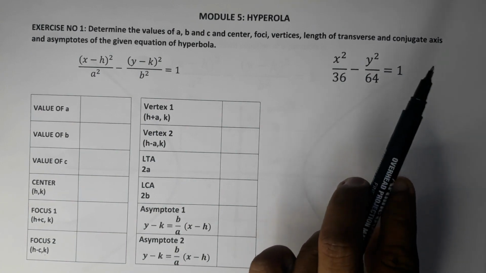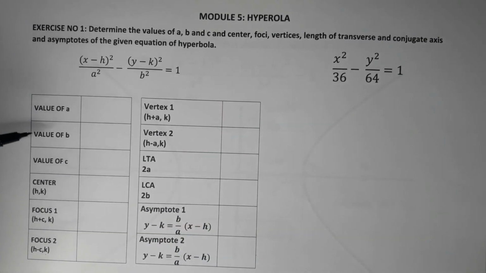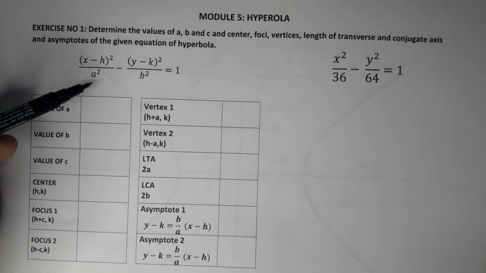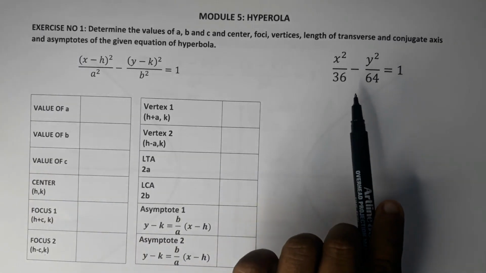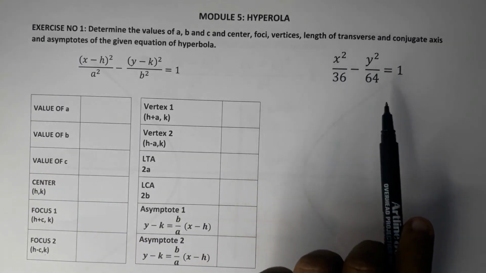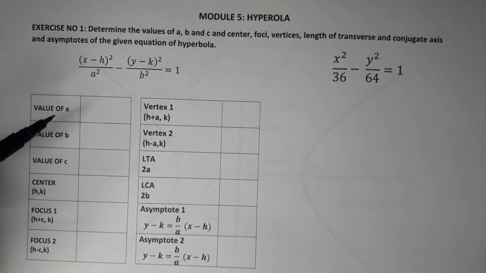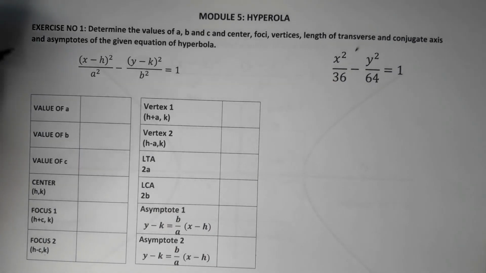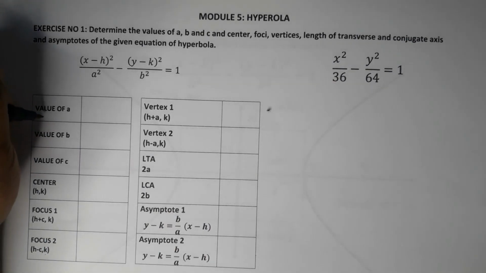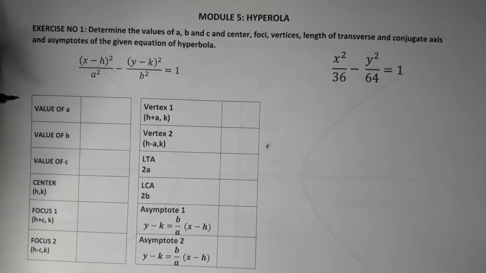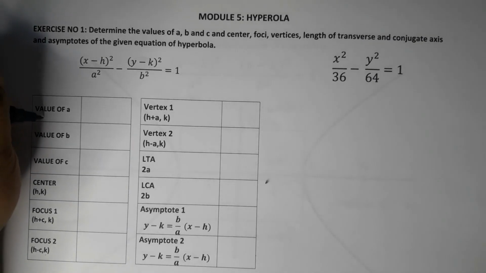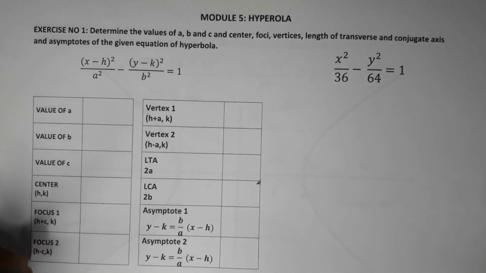First things first, we need the values of A, B, and C. For A, this one is A squared. 36 is A squared. To get the value of A, all we need to do is get the square root of A squared. So we will take the square root of A squared.